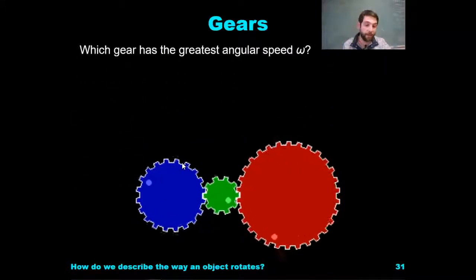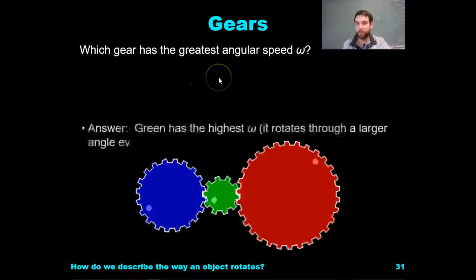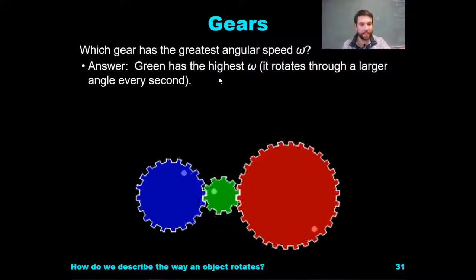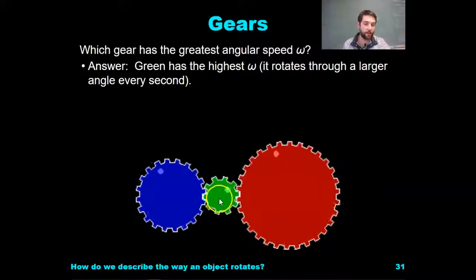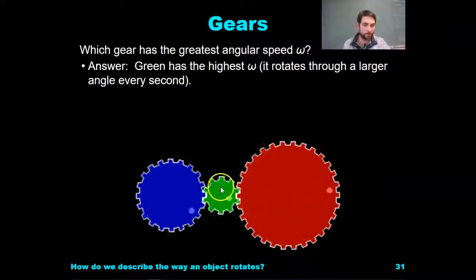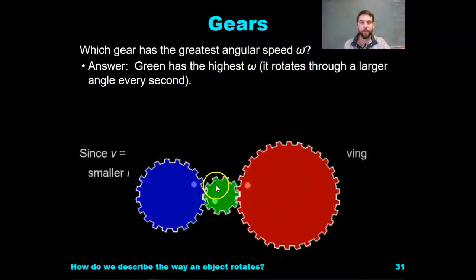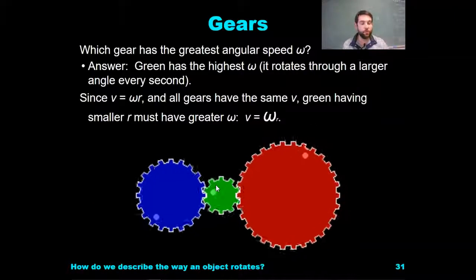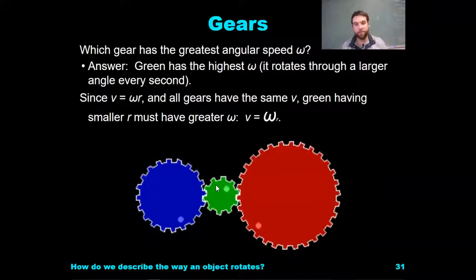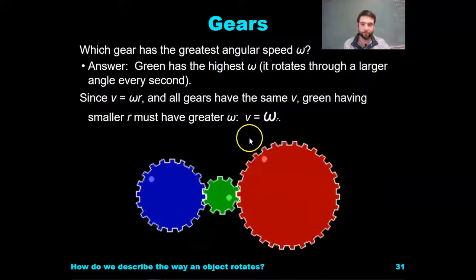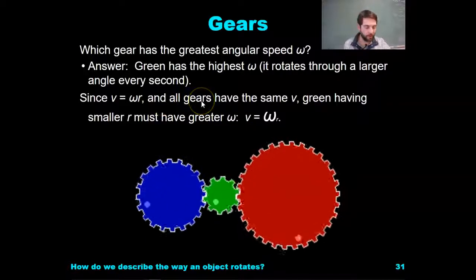Are they traveling the same angle, or same angular speed, excuse me? No. Green has the highest angular speed because it's rotating a larger angle every second. Notice the smaller radius for the green compared to the red or compared to the blue. Because v equals omega times r and all gears have the same v, green has a smaller r, which means it has a greater omega.